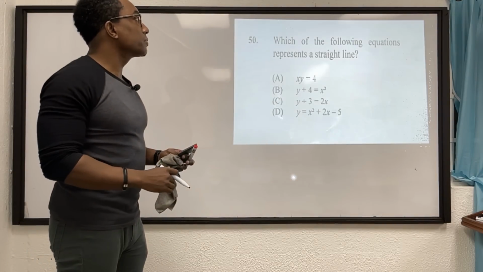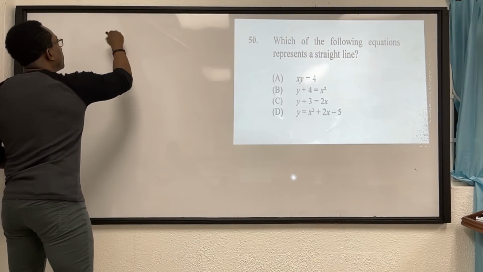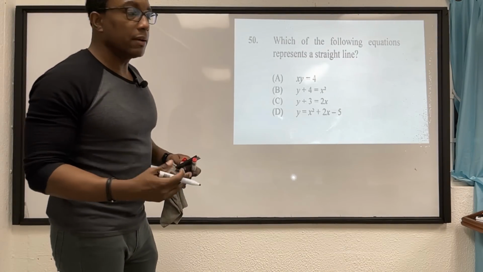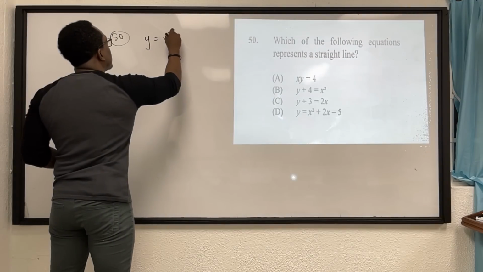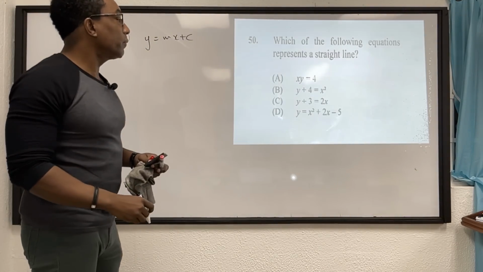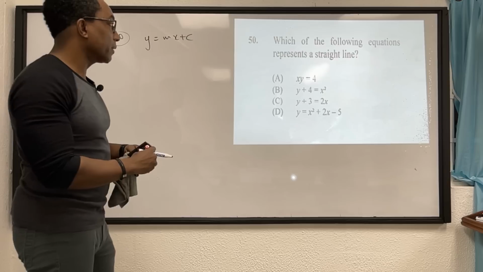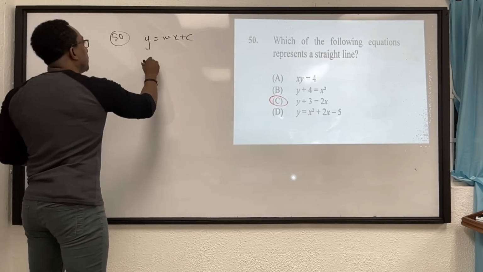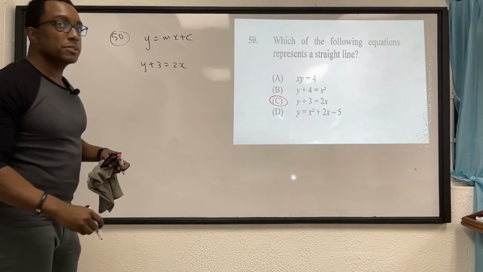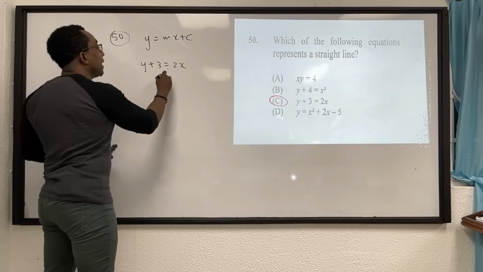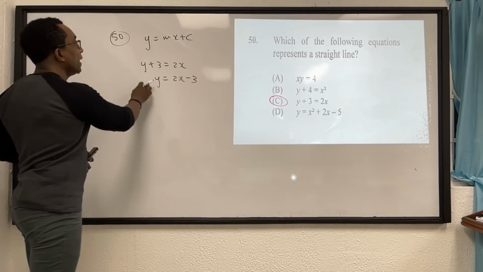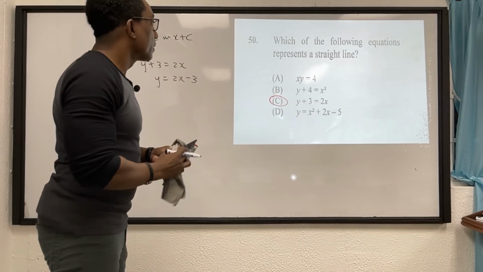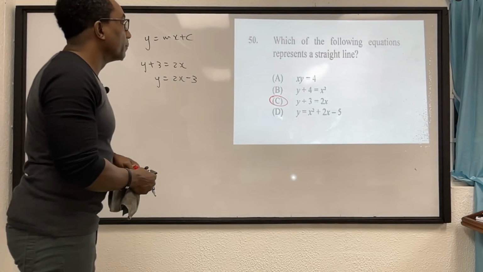Which of the following equations represent a straight line? So for 50, we know a straight line, a linear function, is of the form y equal to mx plus c. So the equation that is of that form will be c, because y plus 3 equal to 2x can be expressed in that form. If I am to make y the subject, y will be equal to 2x minus 3. So we have y, m is 2, x, and c is negative 3. So the answer there is D. So let's move on to question 51.